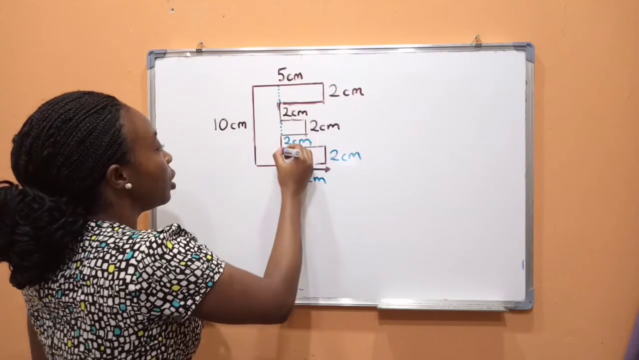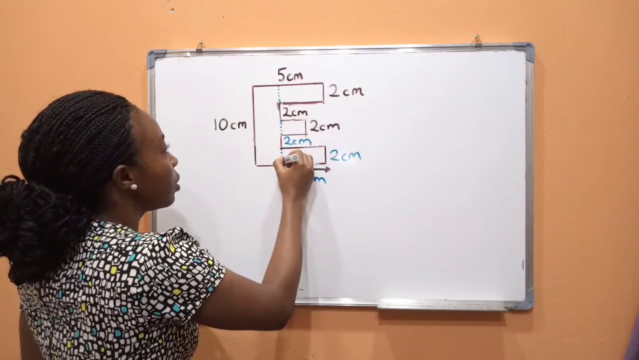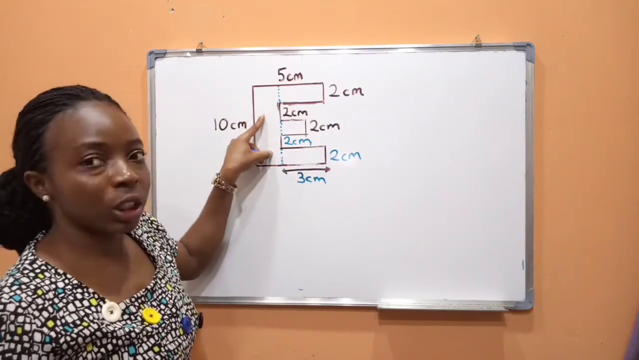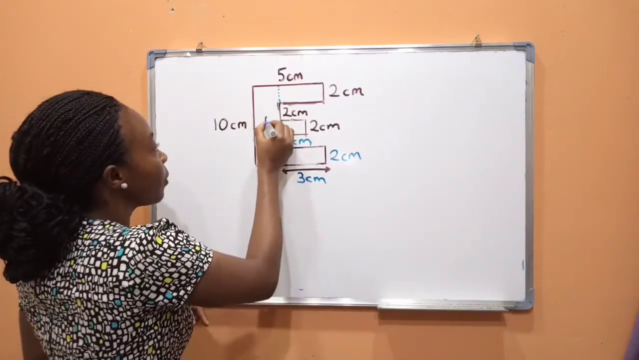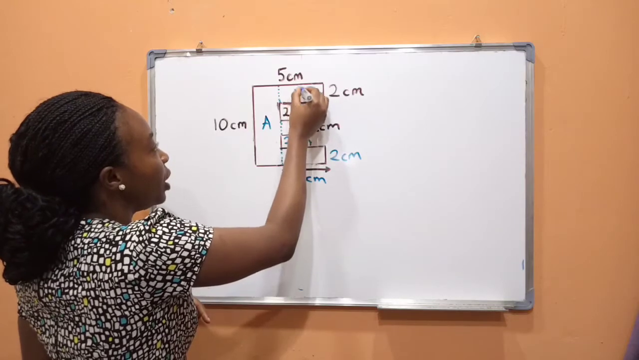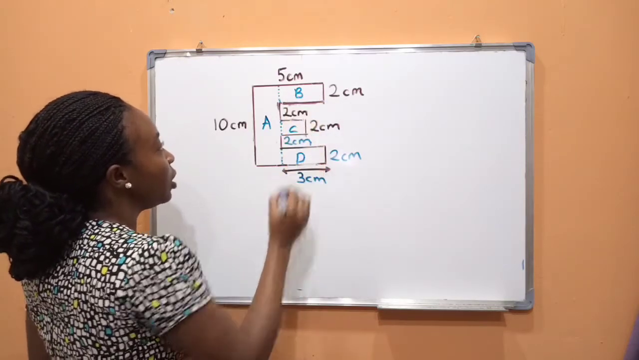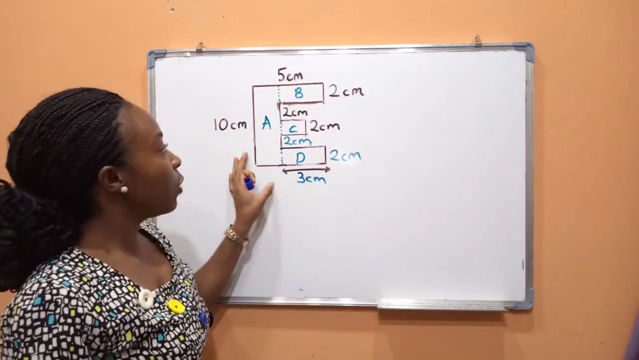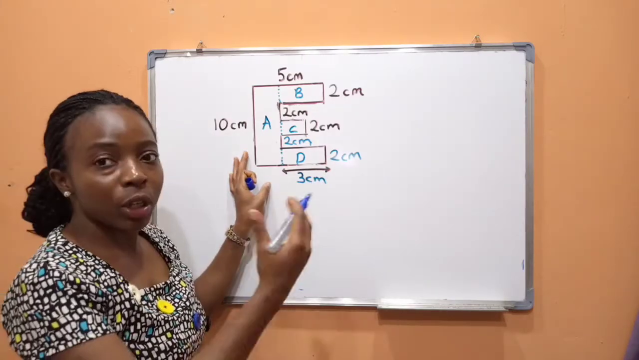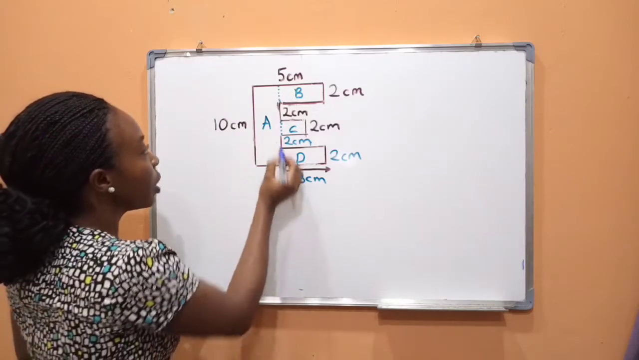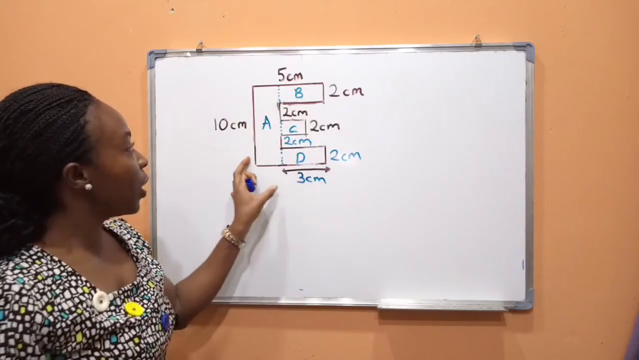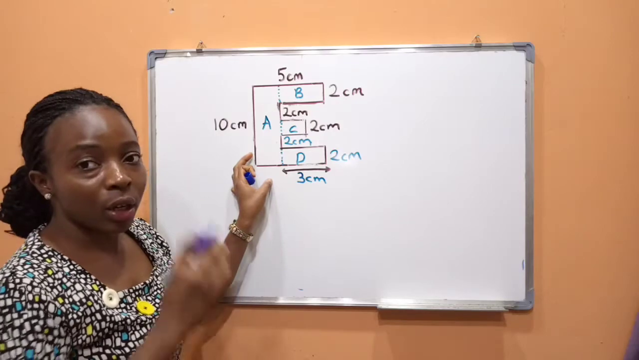And then we can still break this down. In doing this, let's call this place A, and let's call this B, and let's call this C, and let's call this D. So first of all, now that we have broken it down, we have regular shapes, right? We have a rectangle here. So we need to find the area of the rectangle.